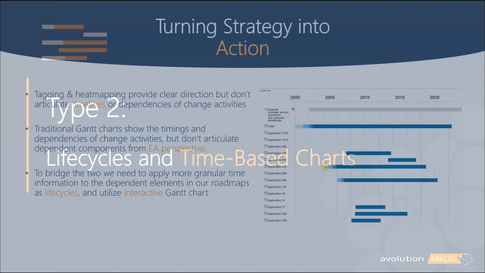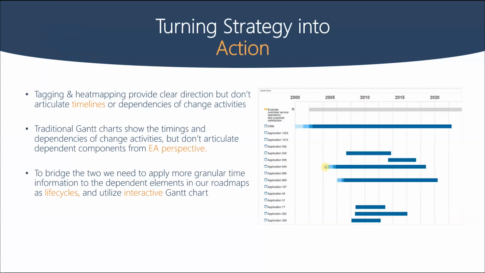Looking at type 2, type 2 roadmaps are largely about when, or time, in other words. Type 1 was, of course, tagging and heat mapping with recommendations. Consider that to be the what of roadmaps, but they mainly focus on providing a direction or narrowing down to an area of particular concern, but they don't articulate time or dependencies of change activities. I think for most people, it would be quite difficult to show time in a type 1 roadmap. So Ryan, how could we solve this with type 2?